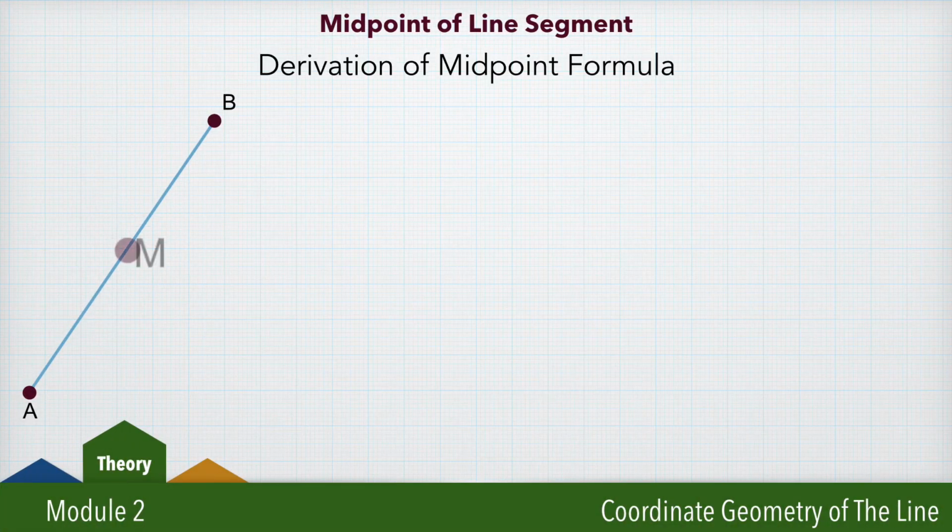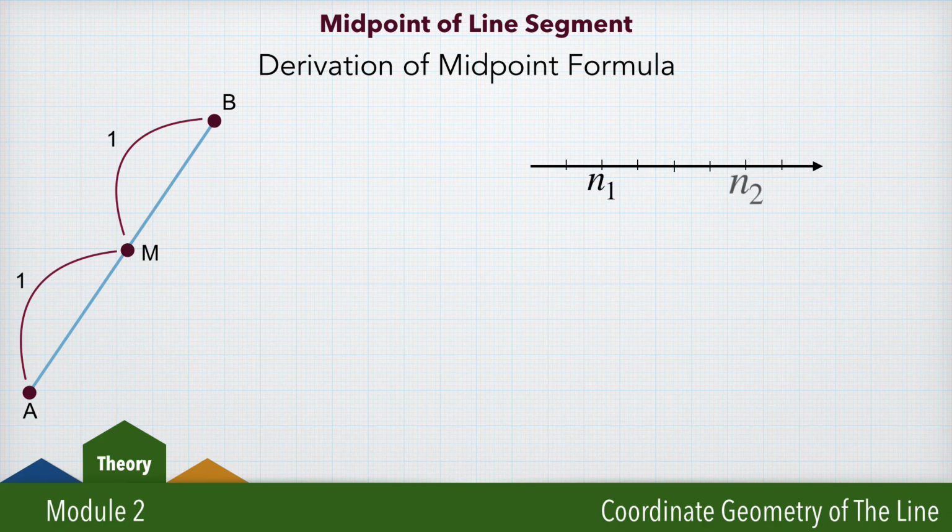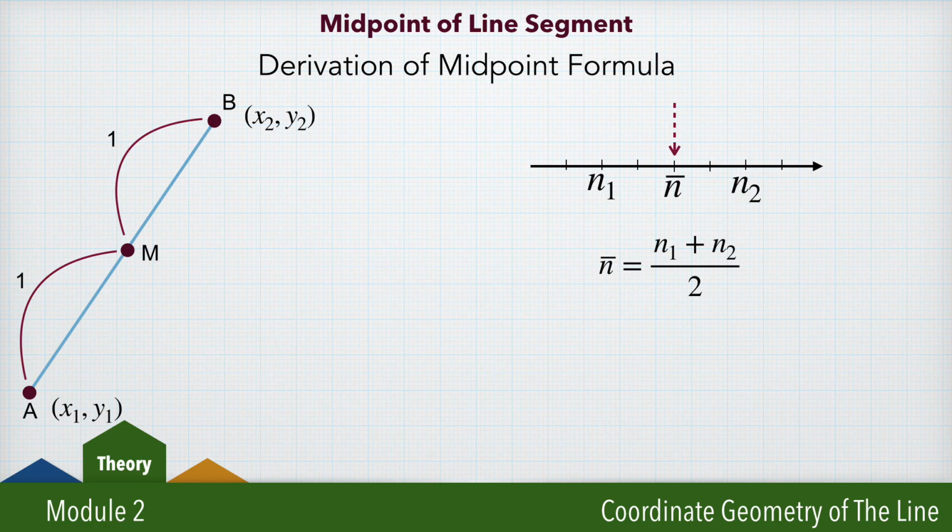The midpoint is known to divide a line segment into 2 equal parts. On a number line, the middle number of 2 numbers is the mean or average of the numbers. The mean is found by adding the 2 numbers and then dividing by 2. Applying this to our line segment, the midpoint is the mean of the x and y coordinates.